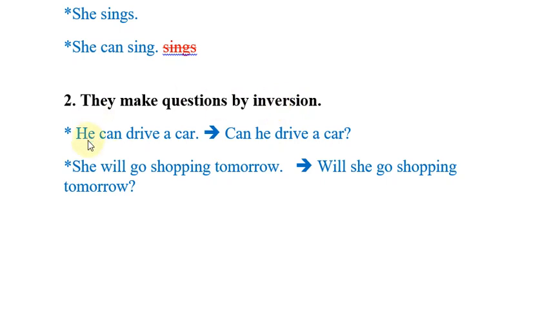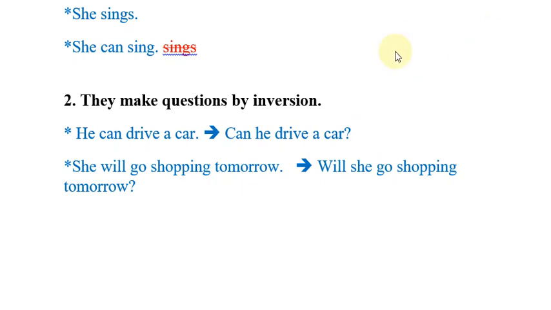Well, here you have a sentence. He can drive a car. He is the subject. Can drive is the verb. Can is the modal verb. That is the helping verb. Drive is the main verb. Now, when you want to make a question, you say, can he drive a car? You have can here, the helping verb, at the beginning. Then you have the subject. Then you have the main verb. So you change the place of the subject and the helping verb here.